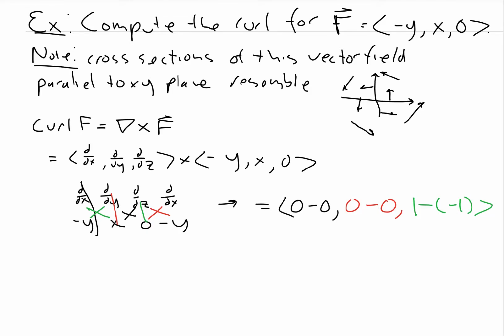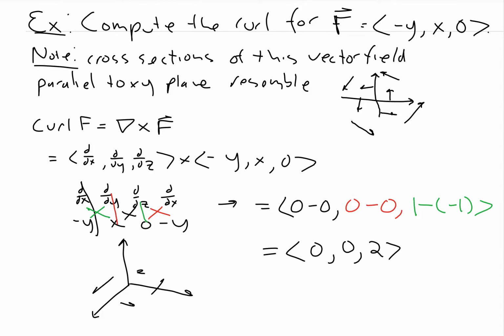So all in all, when I go to compute this Christmassy looking thing here, my end vector ends up being 0, 0, 2. What this is going to do, if I draw my vector field, the cross sections of this thing will look like, you can see in the graph that I drew above, they're spinning about my z-axis.